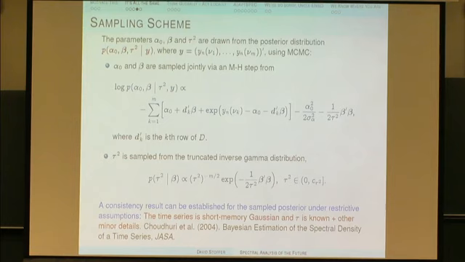And so I'll just mention that there's a nice paper by Chowdhury and some other people in 2004, JASA, where they show under very restrictive conditions that when you do this sampling, the Markov chain Monte Carlo, it converges to the proper posterior uniformly. But there's some restrictions. Basically, it has to be short memory Gaussian. Short memory, I already said the spectrum was bounded, so that's not a problem. The process has to be Gaussian. So that's somewhat restrictive.